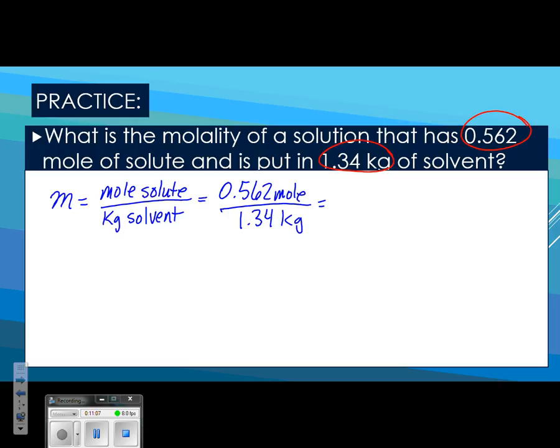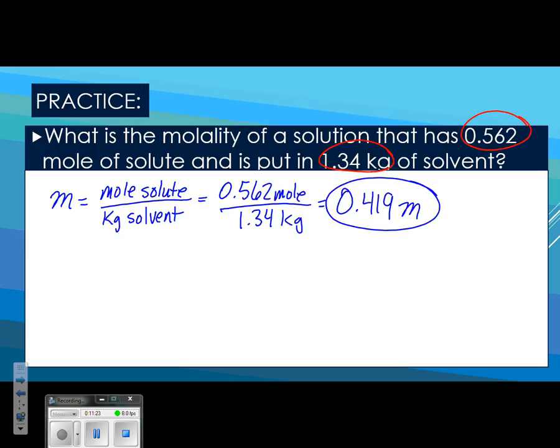We have 3 significant figures, both places, so we're going to need 3. What are my answers? 419. Do I have a second on that? Second and third. Woohoo! Right, answer. And we're done.